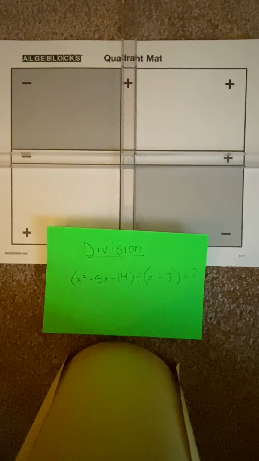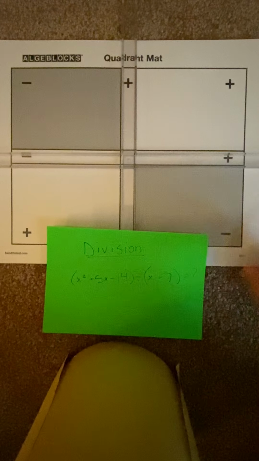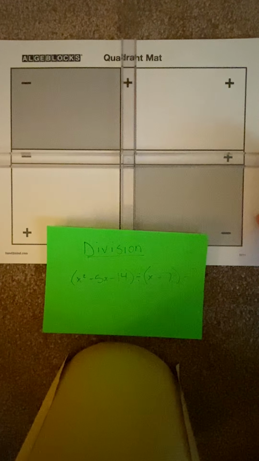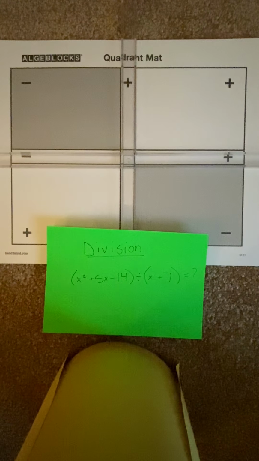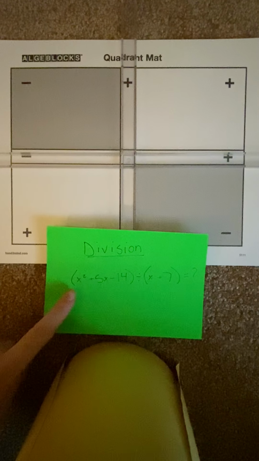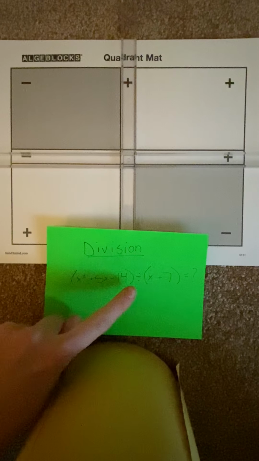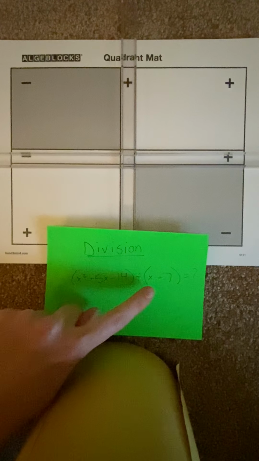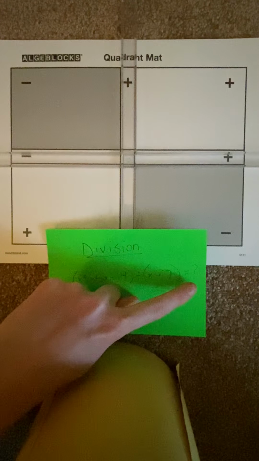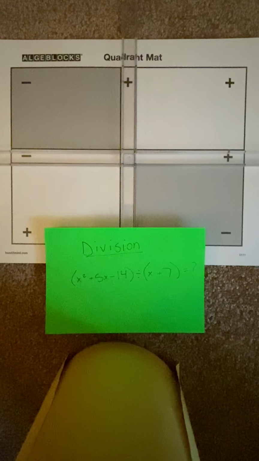All right, so we have covered addition, subtraction, and multiplication, and now we are going to look at a division problem using algeblocks, and we are still using the quadrant mat and we are still using the factor track. And the problem we are going to be looking at is x squared plus 5x minus 14 divided by x plus 7, and we're looking for our product.